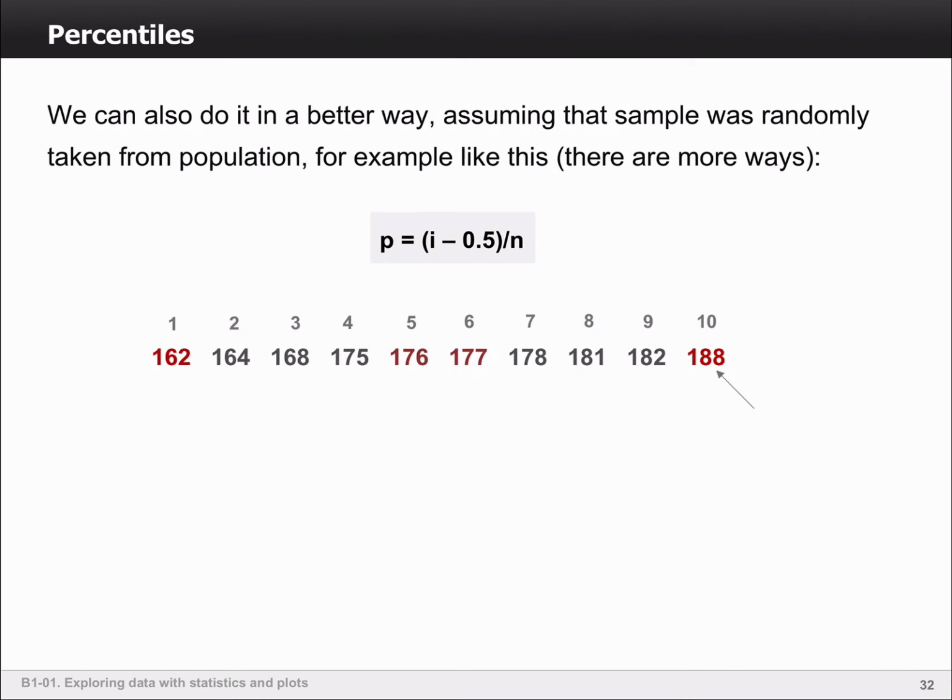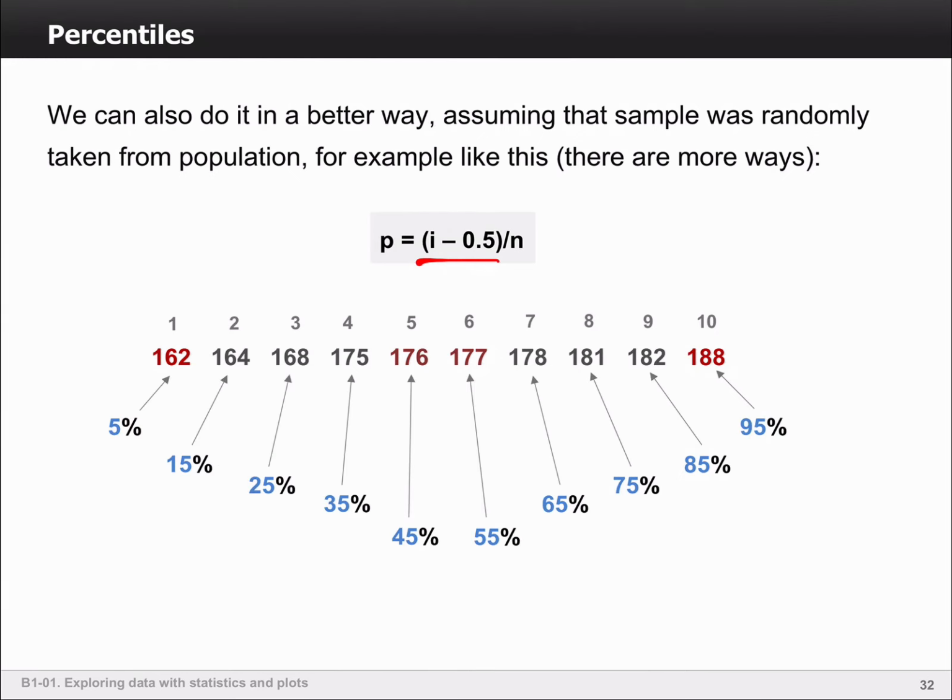There is another way to calculate percentile, assuming that this is just a sample, it's not a population. There is a chance that you will have some values below the given one, right? So in this case, it's probably a good idea to center your percentiles. So instead of minus 1, we subtract 0.5. What does it change? It changes the following. The 162 now has 5%. It's the fifth percentile, so it means that we expect that 5% of the values will be below 162. How do we calculate it? Well, 162 has rank 1, so we take 1 minus 0.5 divided by 10, which is 0.05, or 5%, right?